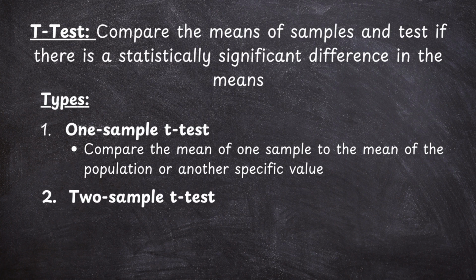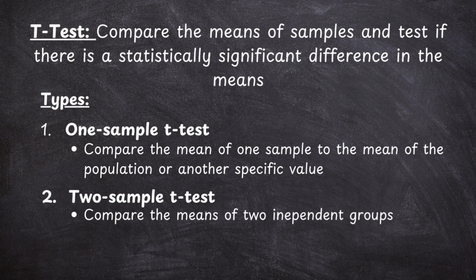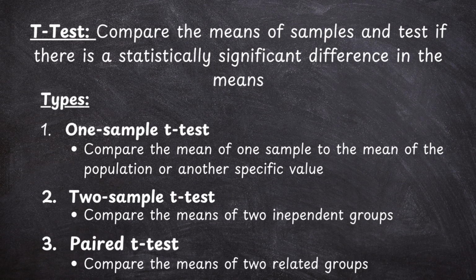The second is an independent samples t-test, or a two-sample t-test. This is where you compare the means of two independent groups. And the third type of t-test is a paired t-test. In this type of t-test, you compare the means of two related groups, or the mean of the same group just taken at different time points.